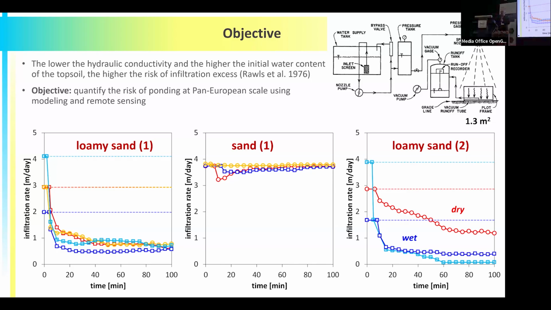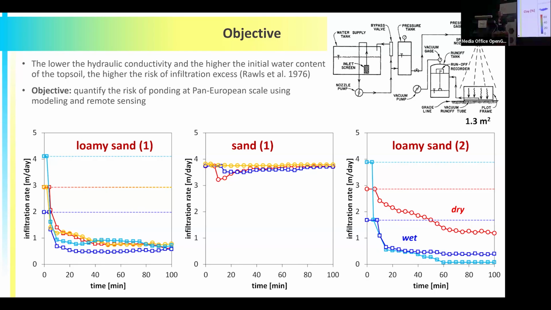Another aspect that is important to see, again now for a loamy soil, and these are different experiments conducted with different initial conditions. So the red curve is a dry soil. A dry soil has a higher infiltration capacity because you have stronger capillary forces, you have more capillary flow. So whether you have ponding or not depends here on the texture, but it also depends on the initial condition of the soil.